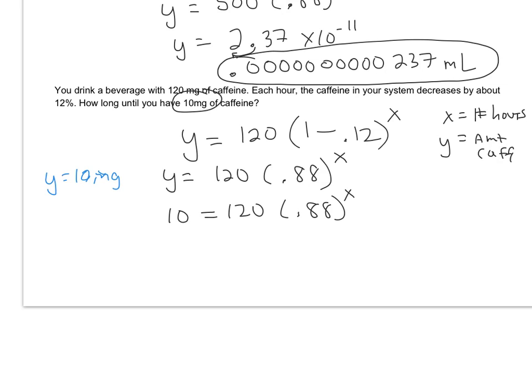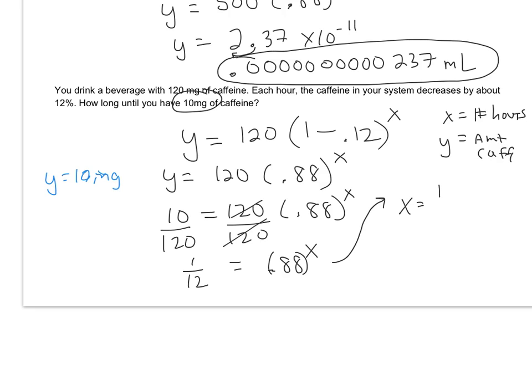So we get 10 equals 120 times 0.88 to the x. So I'll divide by 120. So 10 over 120 is 1/12 equals 0.88 to the x. So again, since we're trying to solve for the exponent, we'll have to switch to log form. So this will be log base 0.88 of 1/12.